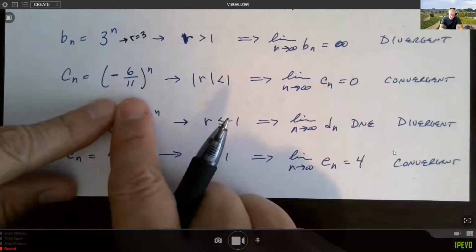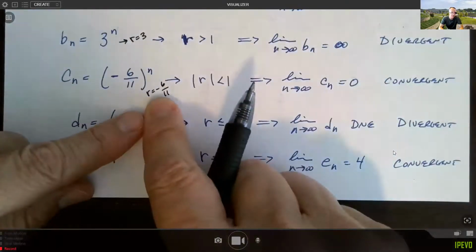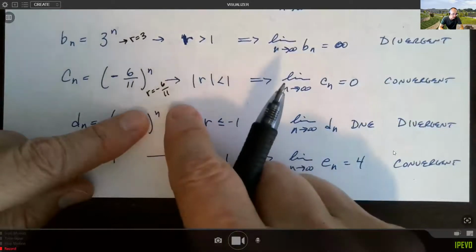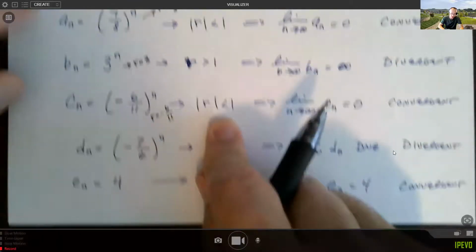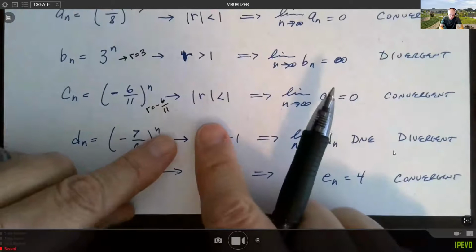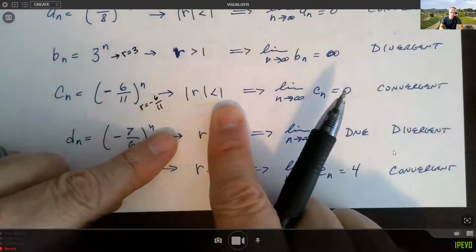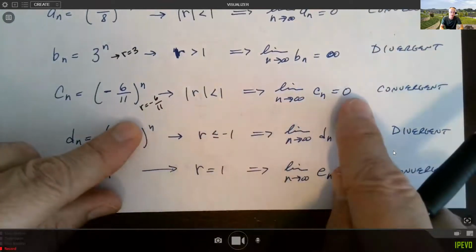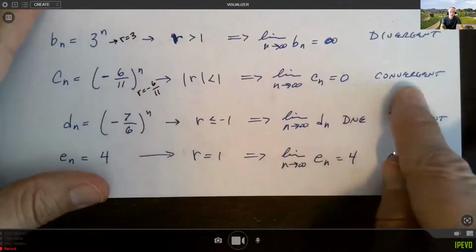C sub n, what about this? Negative 6/11 to the n. So our value of r is negative 6/11. So will this limit not exist because it's negative? We're bouncing back between negative and positive values, right? But hold on, it's still less than 1 in absolute value. So we've got that situation where we're bouncing back and forth, but they're going to get closer and closer to the x-axis as n increases. And so the limit again is 0. Anytime the absolute value of r is less than 1, so anywhere between -1 and 1, that limit will always be 0 for geometric sequences. Of course, it's got to be a geometric sequence. Not all sequences are geometric, but this is going to be convergent.